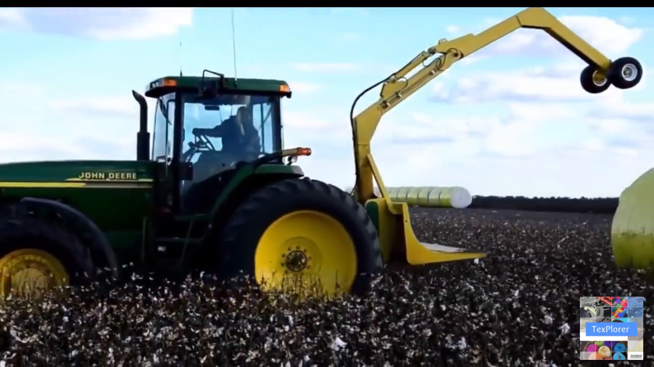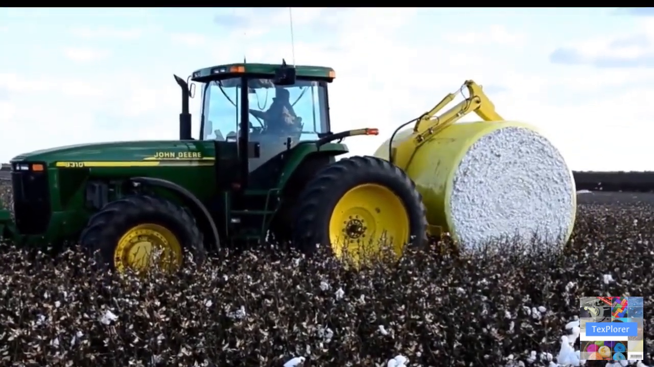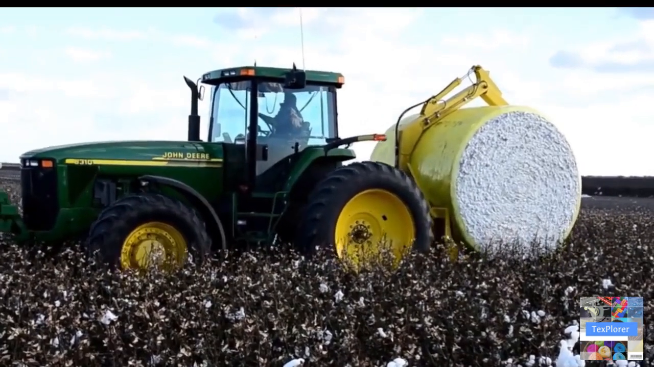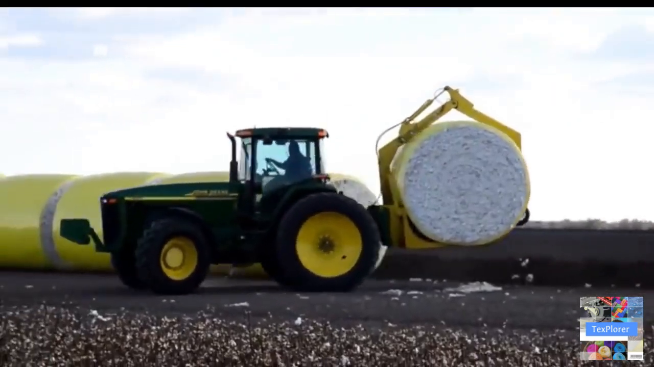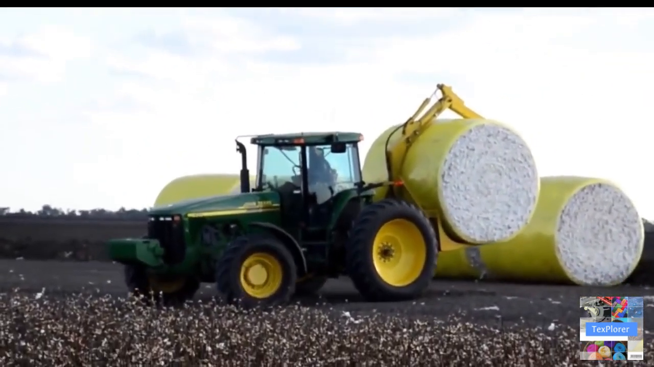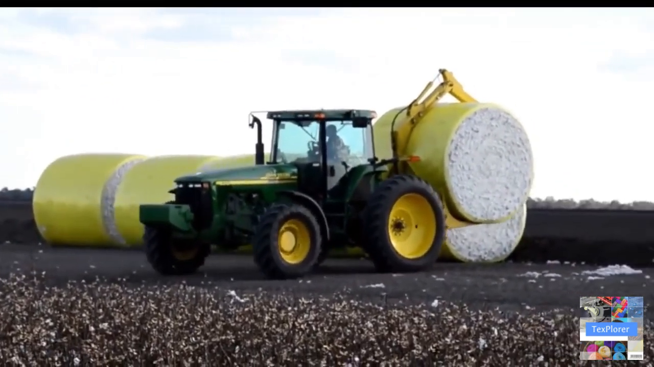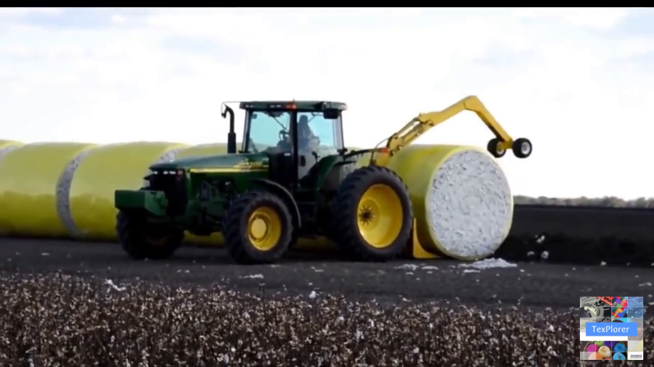Now let's have a recap of the processes of cotton farming in general. Cotton farming is the process of growing cotton, a crop that is widely used in the textile industry to produce a variety of products, such as clothing, bed sheets, towels, and more. Cotton farming involves several stages, from preparing the soil and planting the cotton seeds to harvesting the mature cotton bolls.